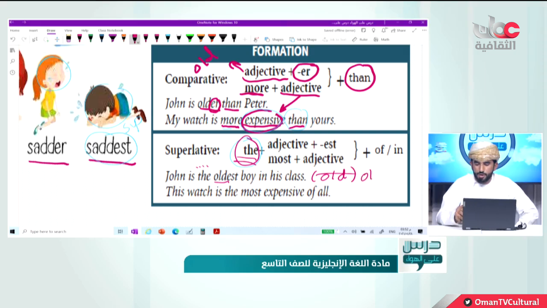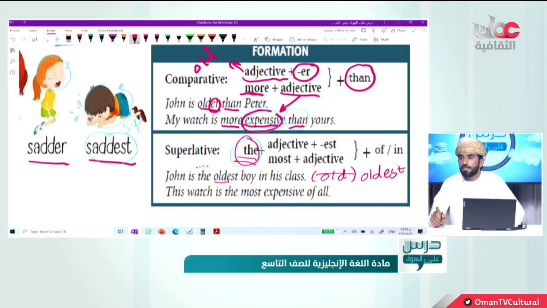You've got this one, oldest. Oldest cannot stand alone by itself. It has to be preceded by the. So you're going to write the. So the, is it fundamental? Yes, it is. Is it vital? Is it something that is very important? Something that you have to write in a sentence? Yes, exactly. Thank you. The followed by adjective.